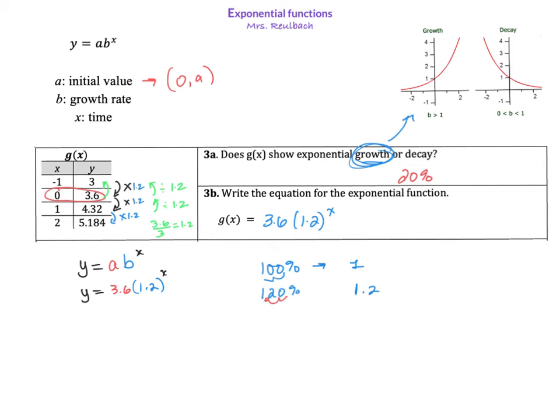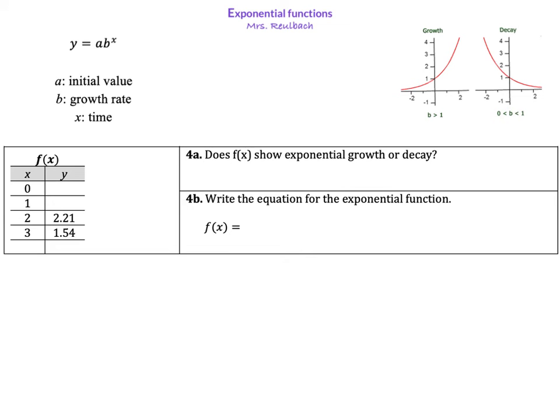Wonderful. Now let's try a decay problem. We're going to look at a decay problem, and it's a little trickier. We do not actually have our starting value. So we don't even know what the starting value is. Uh-oh. So we've got to find the starting value and the growth rate on this one. Again, to find the growth rate, it's fine because we know it's exponential. We've been told it's an exponential function.